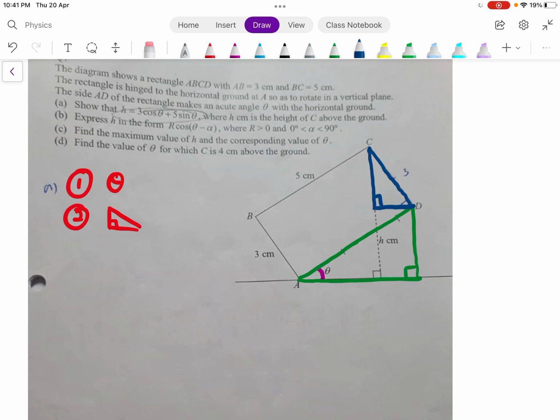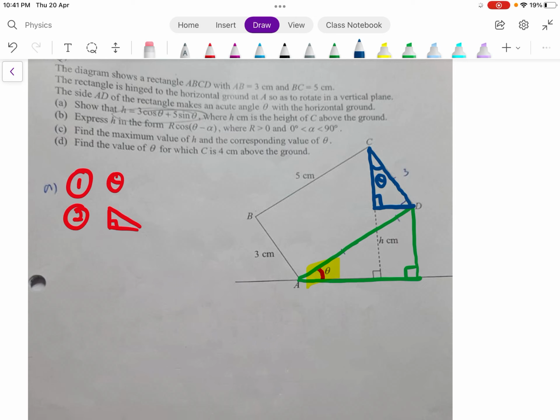Next, we must locate theta. Since I have two right angle triangles, I will have two thetas. The first theta is confirmed, given to us, which is right here. So this will be the first theta. What about the second theta? The second theta is actually this thing right here. So this is the second theta.